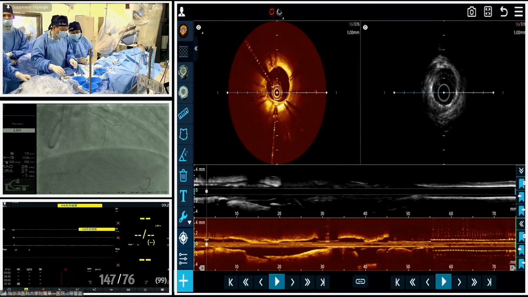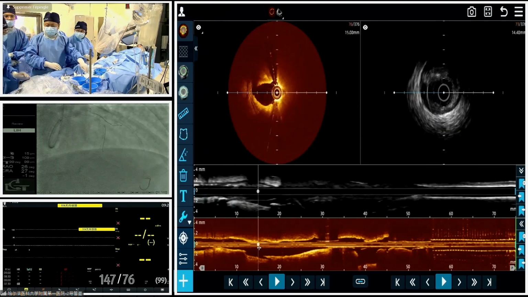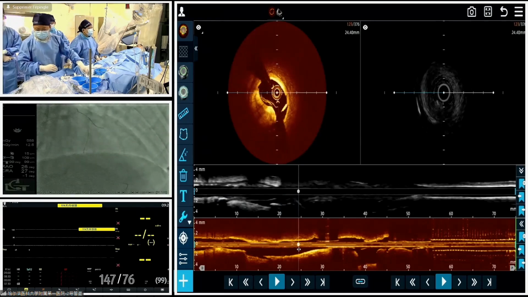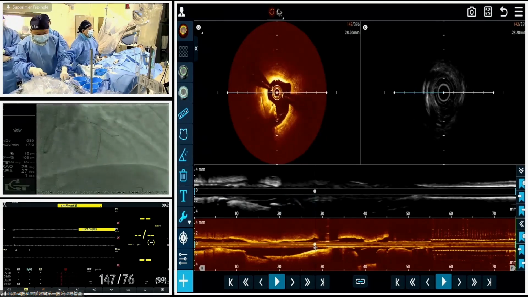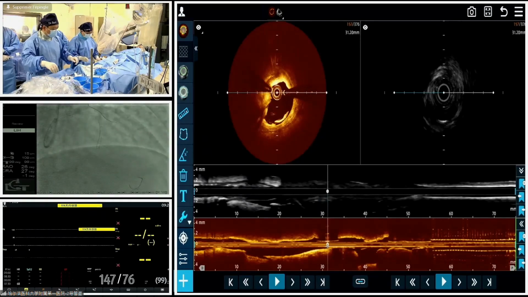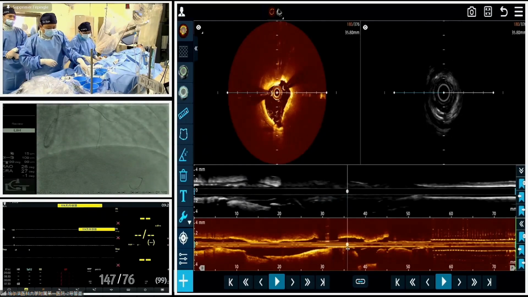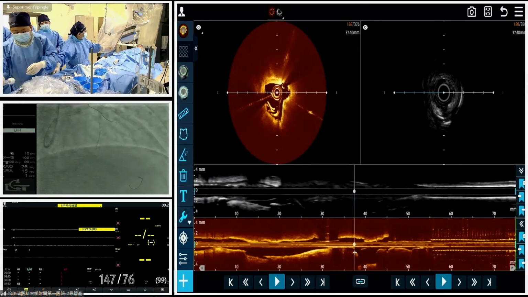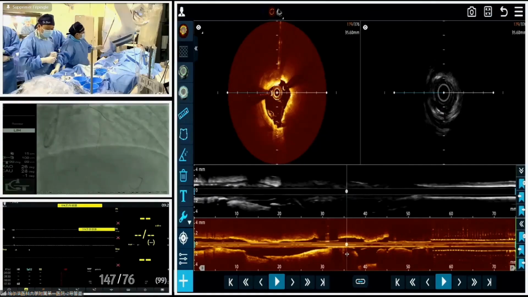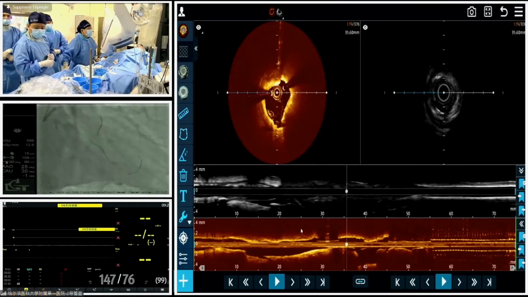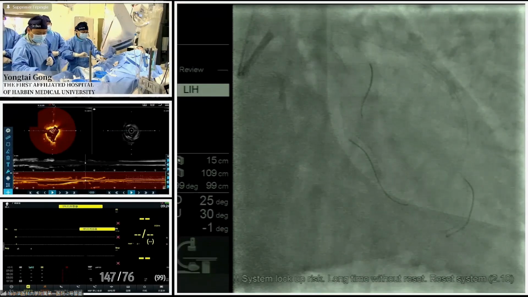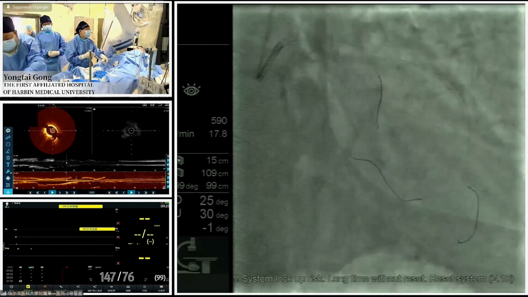In addition, more importantly, the previous under-expanded stent has improved significantly. So after the use of IVL, we could see some cracks in the calcification. Yes, we can see from the cross-section view, like at 6 to 9 o'clock.